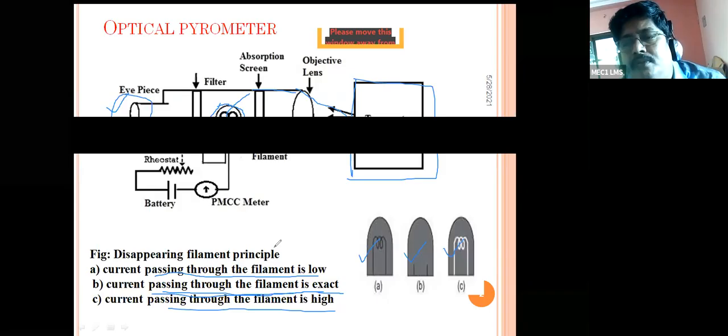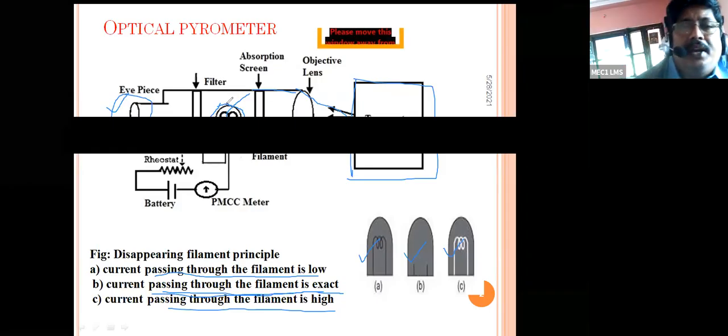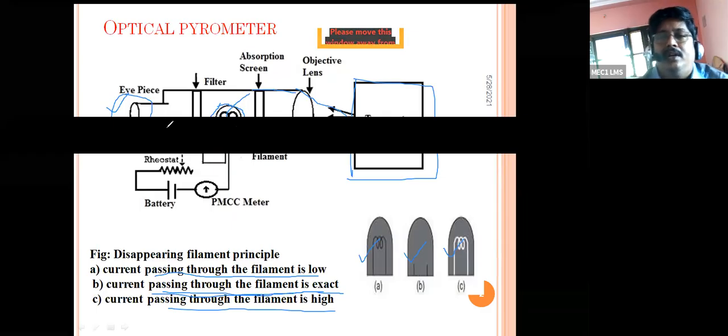So here, the purpose of a filter, use of rheostat, and formula are given. Latency 39, no formula, it is just a calibration. The purpose of the filter means, when the radiations pass through the screen and then fall on the filament, when you observe through the eyepiece, some radiations are very harmful. So with the help of the filter, you can filter that out. That means unwanted radiations will not be sent to the eyepiece.